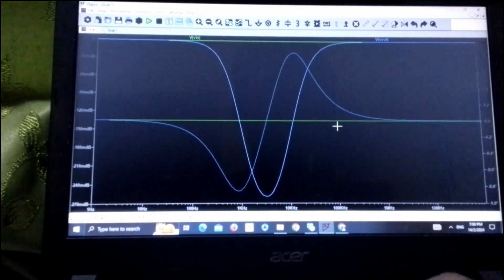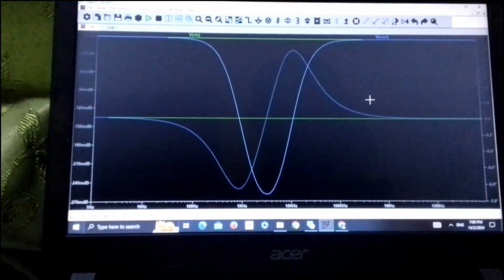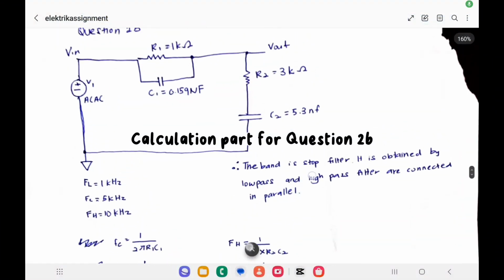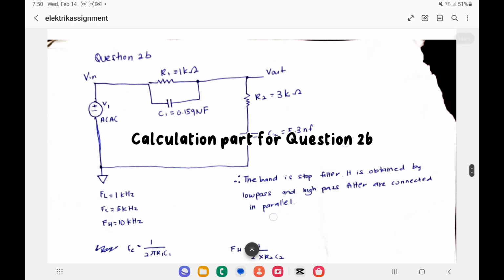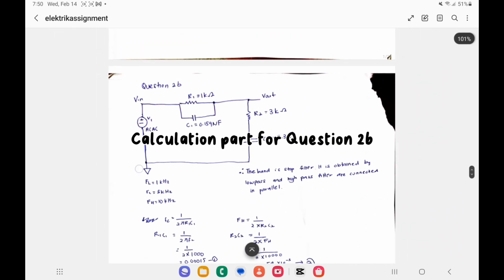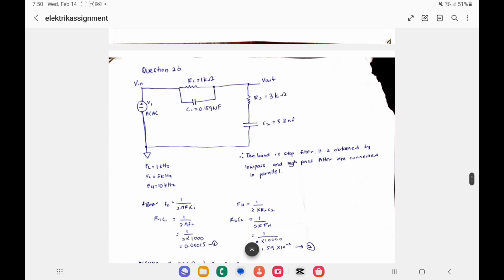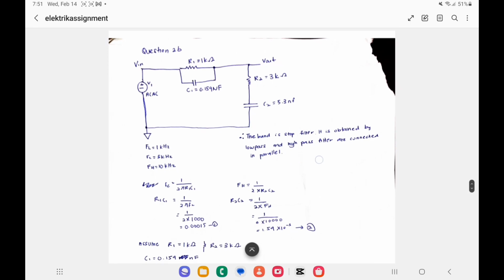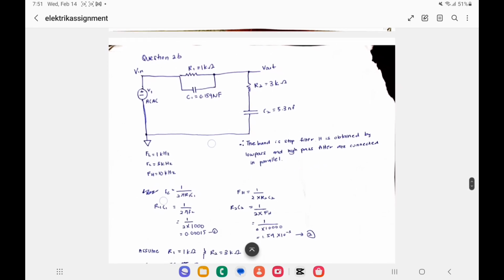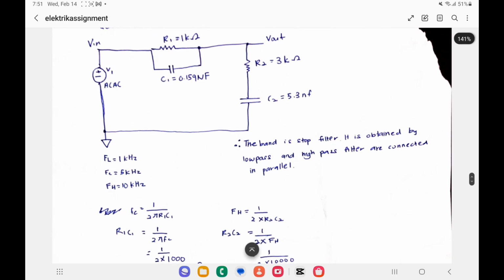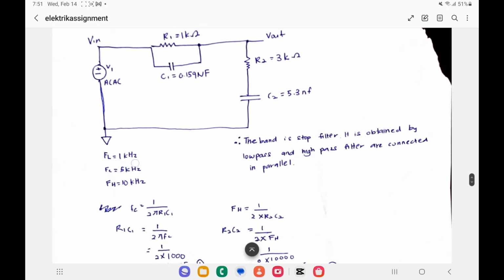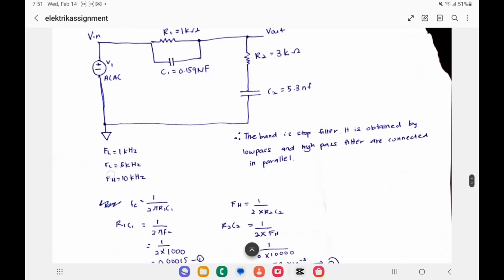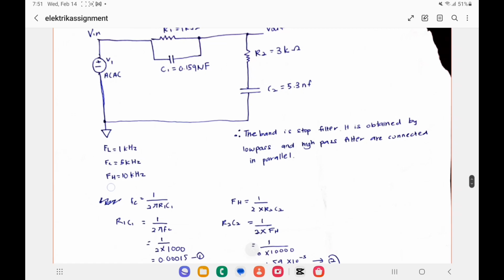So moving on to the calculation part. For the calculation for question 2B, first of all, this circuit is a band stop filter. It is obtained by a low pass and high pass filter connected in parallel. Next, the value of FL is 1 kHz. The value of FC is 5 kHz, and the value for FH is 10 kHz.